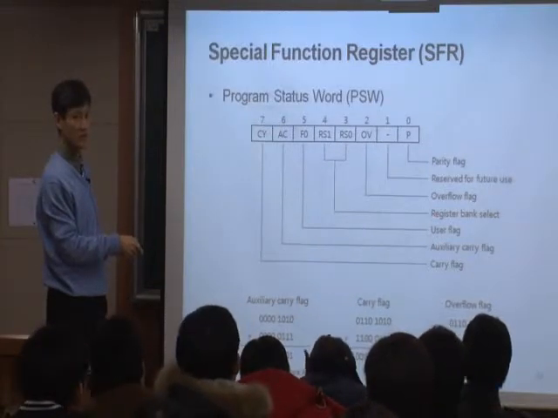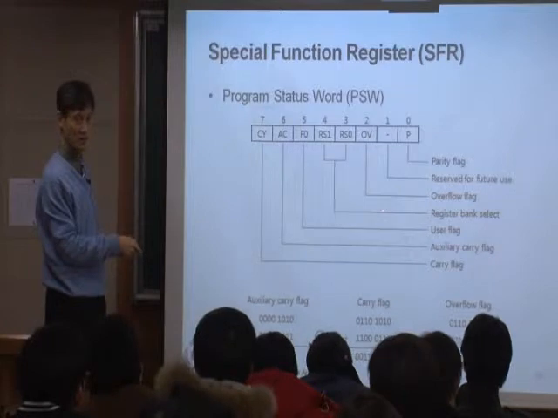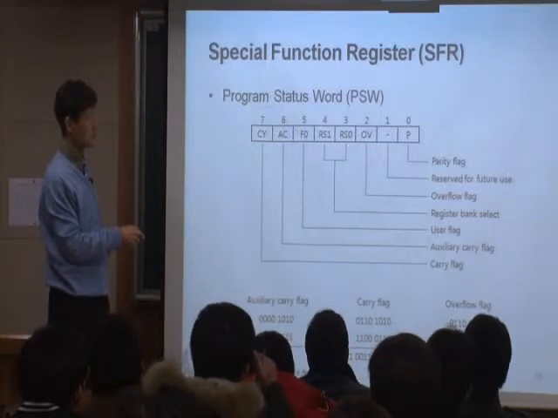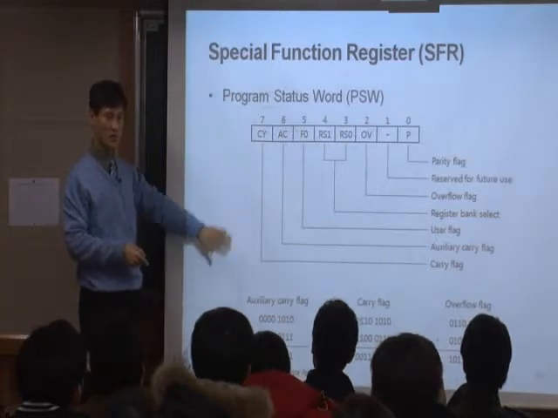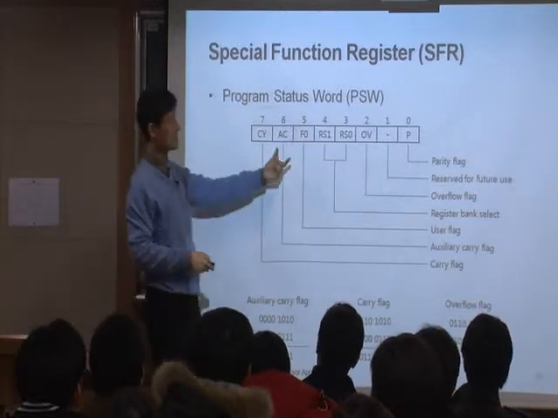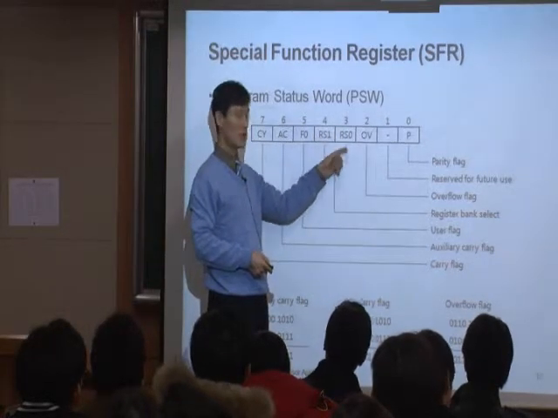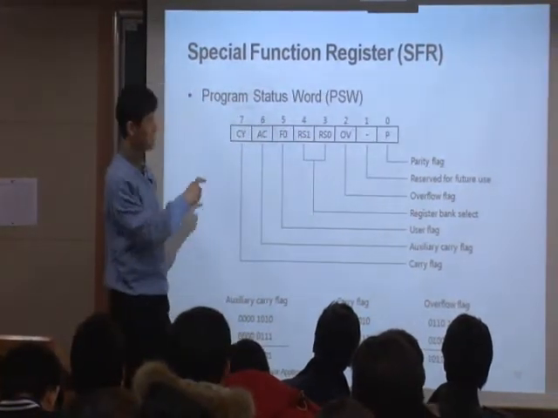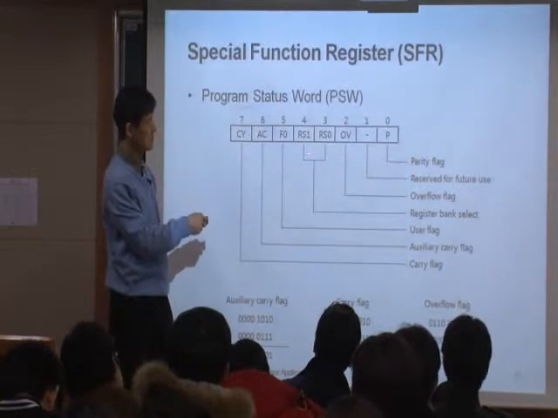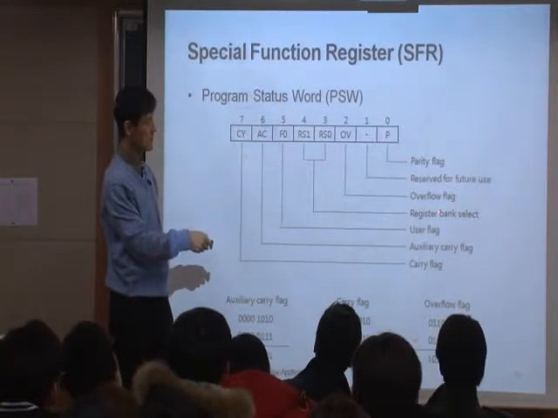Bank select. We talked about bank select, right? So using these two bits, now you select the bank. We have 4 banks, right? From 0,0 to 1,1. So you are going to set these 2 bits, like 0,0 or 0,1, 1,0, 1,1. So therefore, you select the bank. So these 2, we call bank select.